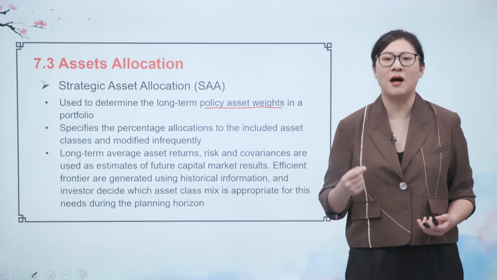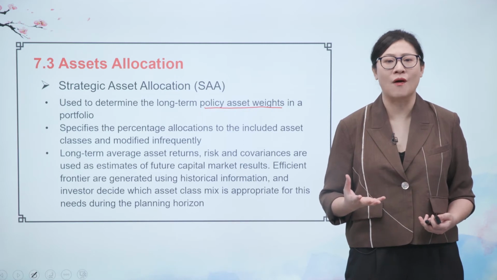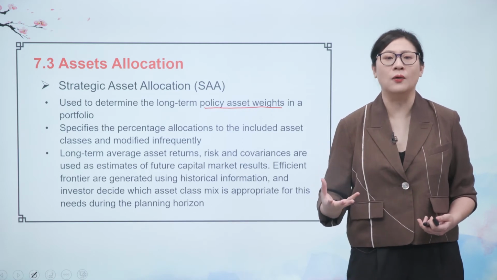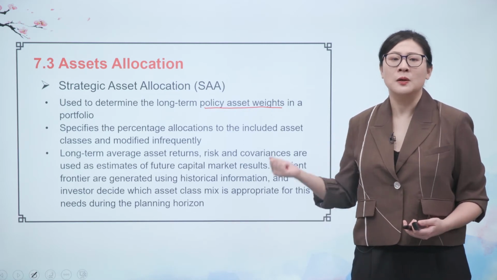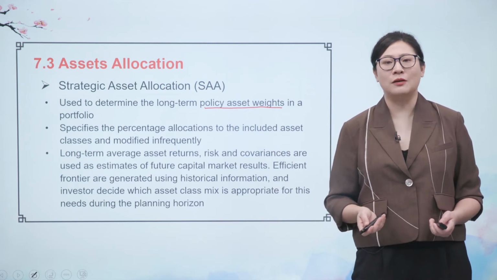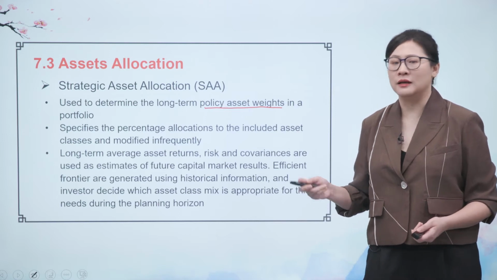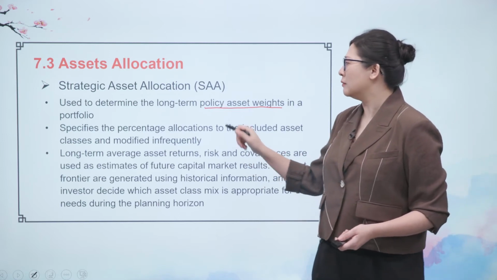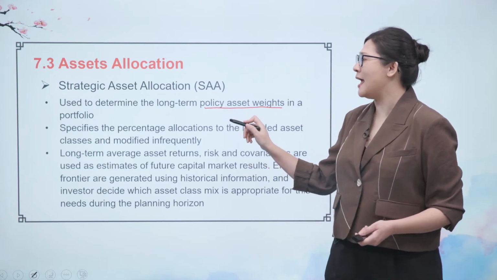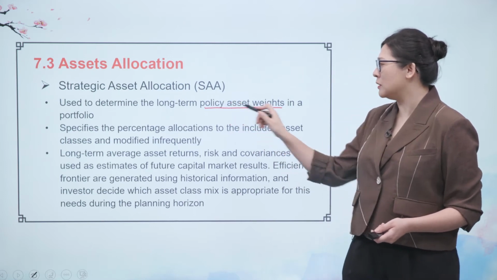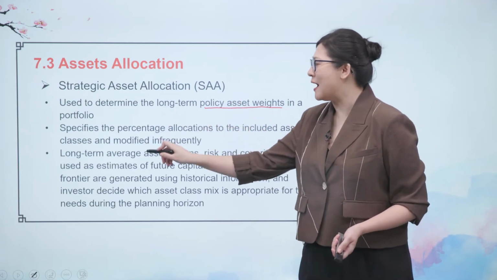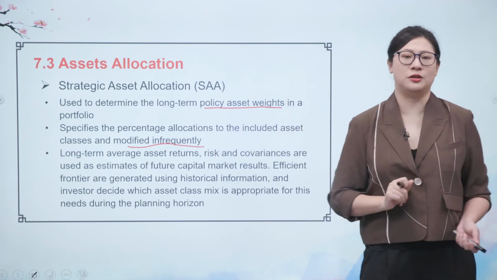And this policy weight depends on your historical information. Specifically, it is the percentage allocation to the included asset classes, and it is modified infrequently. So if you are doing SAA, that policy weight is modified infrequently, you need to understand.